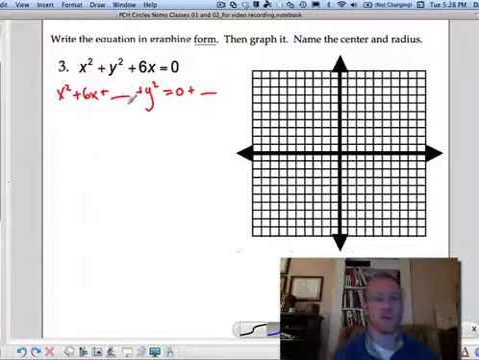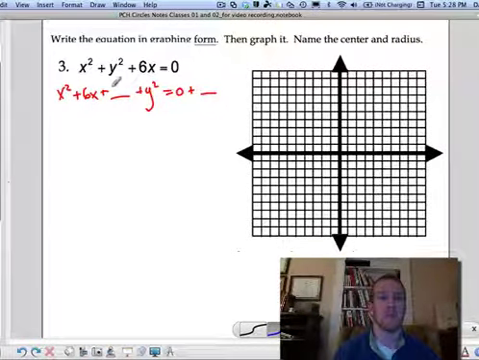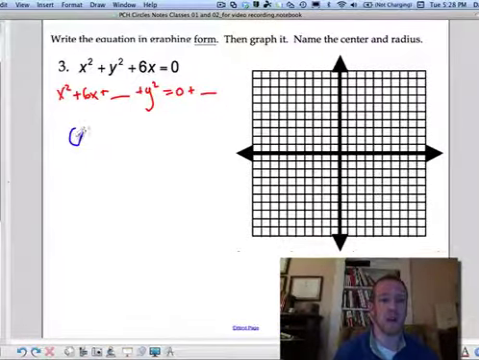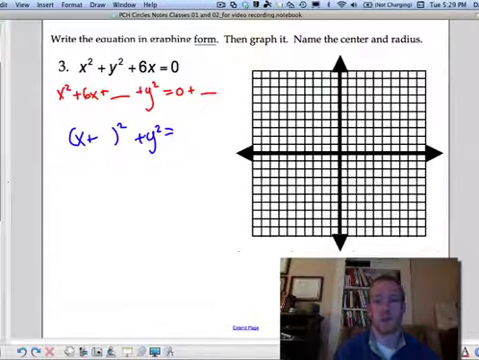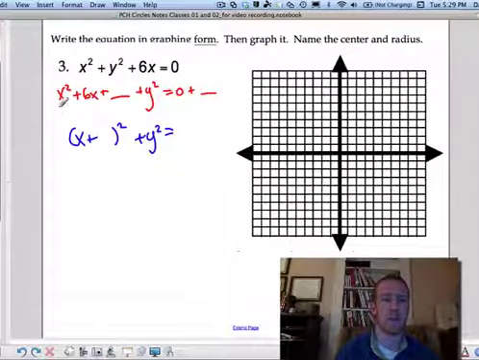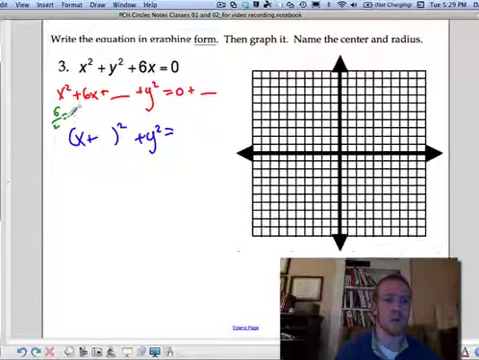So if I want to complete the square here, I want this to factor to x plus or minus, it's a plus 6, so x plus something squared plus y squared equals, right? That's what I'm trying to get, so that I have it in graphing form. So what I'm going to do is we take half this number, 6 divided by 2 is 3, 3 squared equals 9.